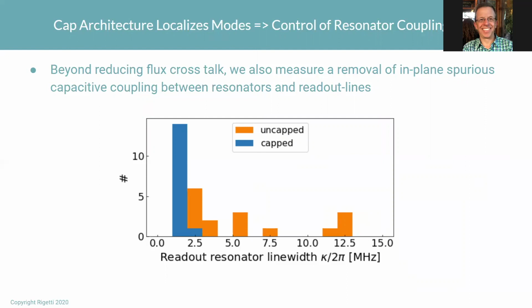And again, this points to what the cap is doing: it's really confining the EM fields from our resonators, from our flux bias lines, from our qubits, so that we've removed, in this particular case, any parasitic capacitance that was also coupling the readout resonator to the feed line. So what I tried to show here was that the architecture that Rigetti is using, this cap and via architecture, is enabling us to reduce our crosstalk at a fundamental level on the chip.